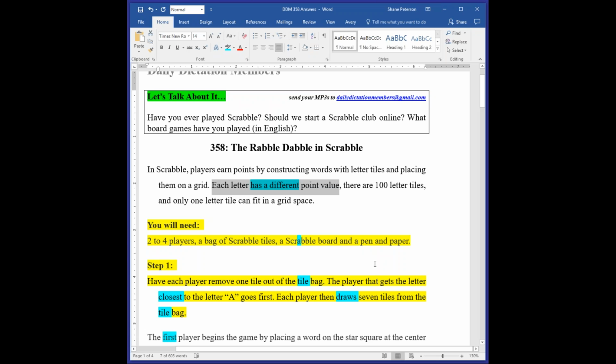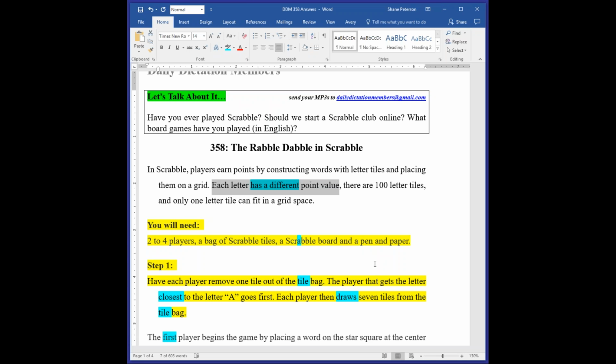Each letter has a different point value. Each letter has a different point value. Again.